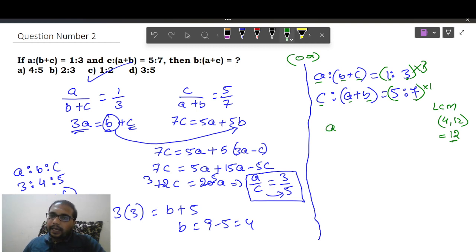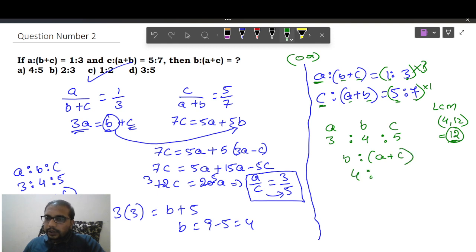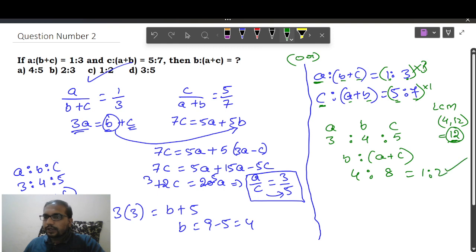Now I am writing A, B, C. The A, B, C total must be equal to how much value? 12 values. A value, single value, I am taking 3 into 1, 3. C value, single value, 5 into 1, 5. A and C are 8 values, but ABC is equal to 12 values. Then B is 4 values only. Now B and A plus C ratio: 4 is to 3 plus 5 is 8. The ratio is how much value? 1:2.